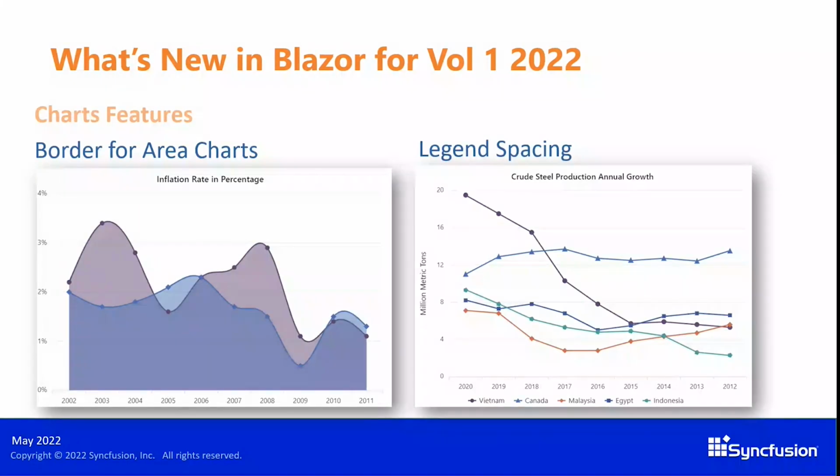And next, what are the new features added to charts component? To the charts component, we have added the border support for area charts. So here you can have a look at this border to provide a sharp border support to differentiate between the different series and the legend spacing. So previously there has been no option to change the spacing between the legend text. So now the API is provided to customize this spacing.